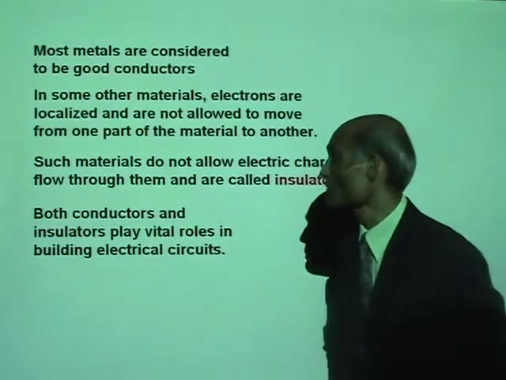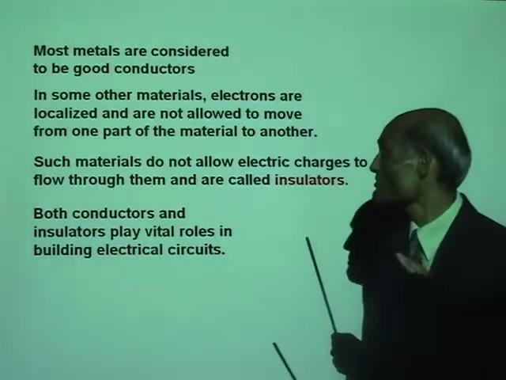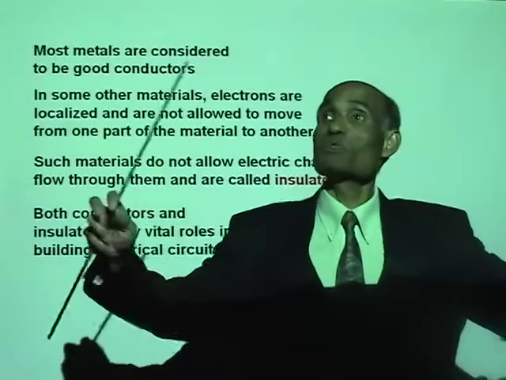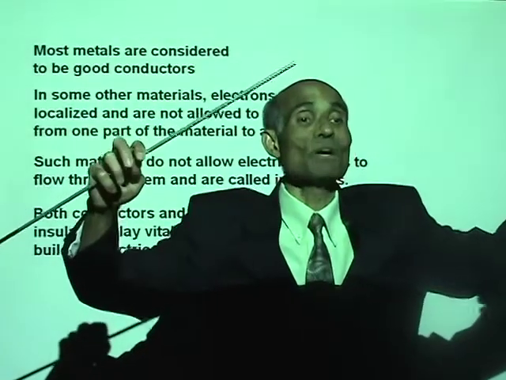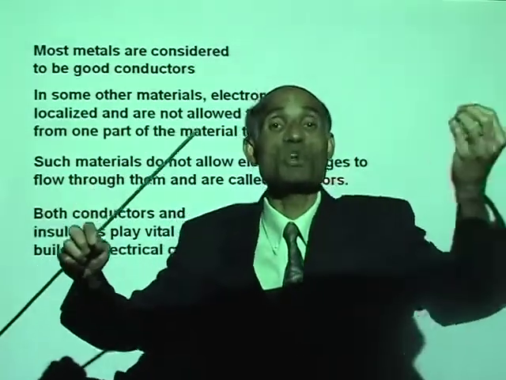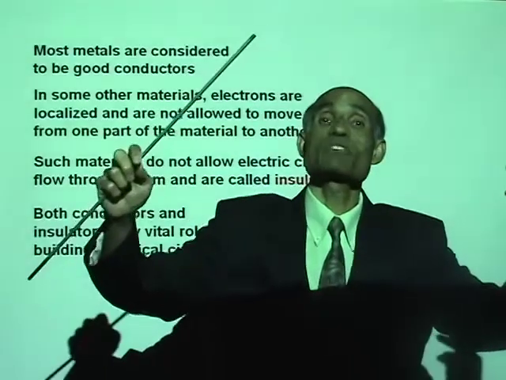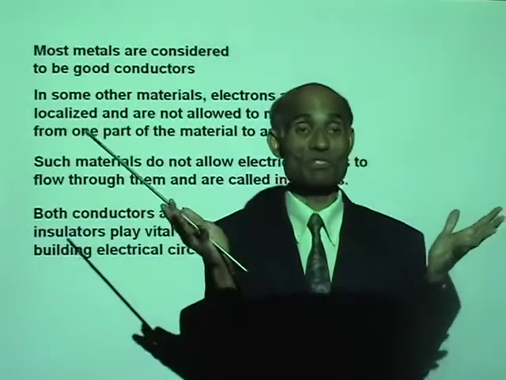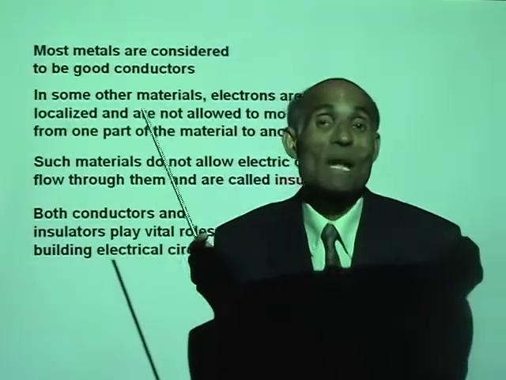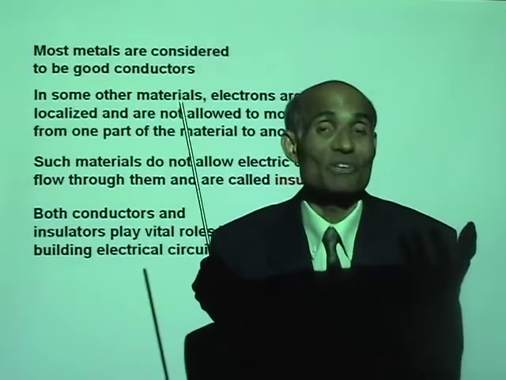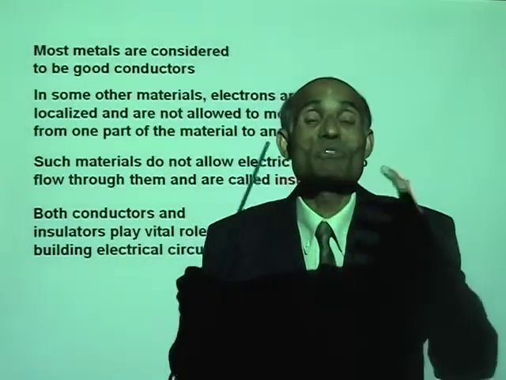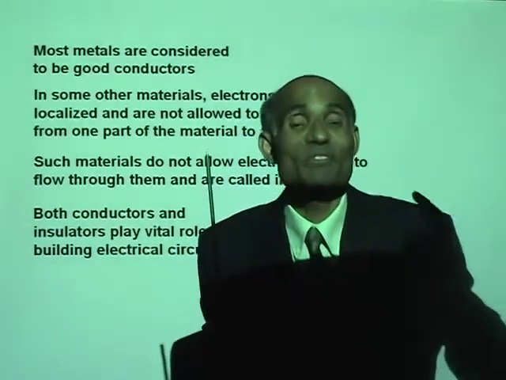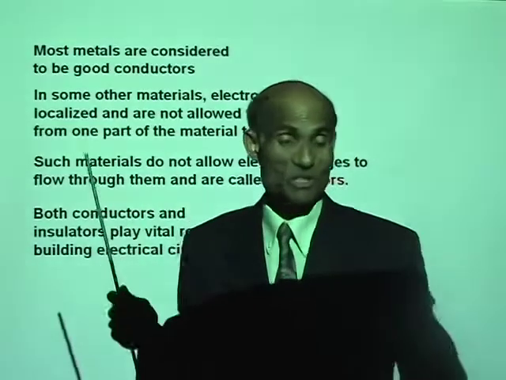Now, both conductors and insulators play vital roles in building electrical circuits. You see, we are able to build electrical circuits at home because we have good conductors. We use copper for taking electricity from one place to the other. And we have good insulators. Most of the materials used in building houses are bad conductors. Imagine if all materials were good conductors, we would not have been able to use electricity at home because we would get electrocuted all the time.